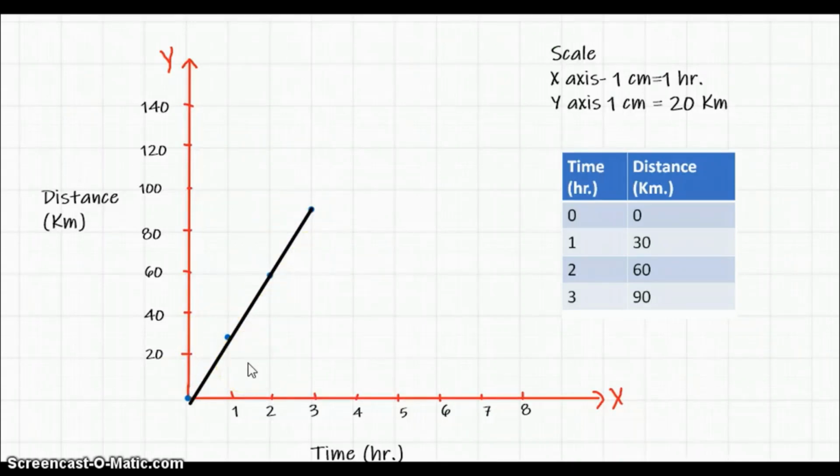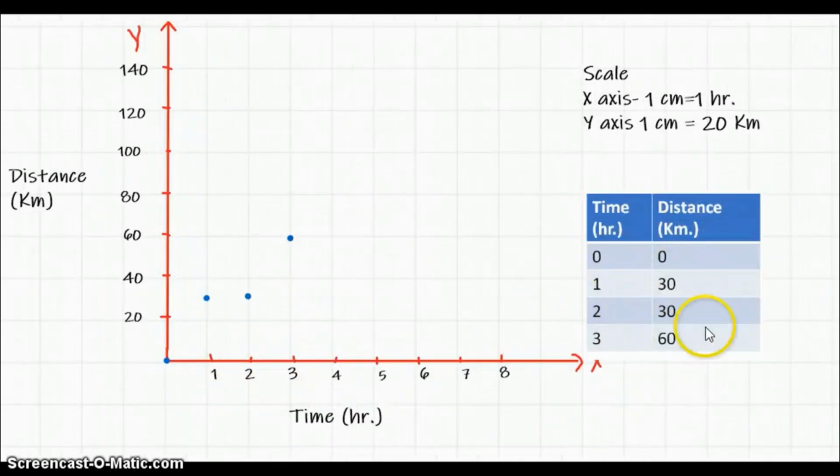And now let us see the third condition. Here, as you can see in the table, at 0 the first point, after 1 hour the vehicle traveled 30 kilometers. After 2 hours also it has covered 30 kilometers. What does this mean? That the vehicle is at rest, and after 3 hours it has covered 60 kilometers. So let us first draw the lines and then we'll discuss.